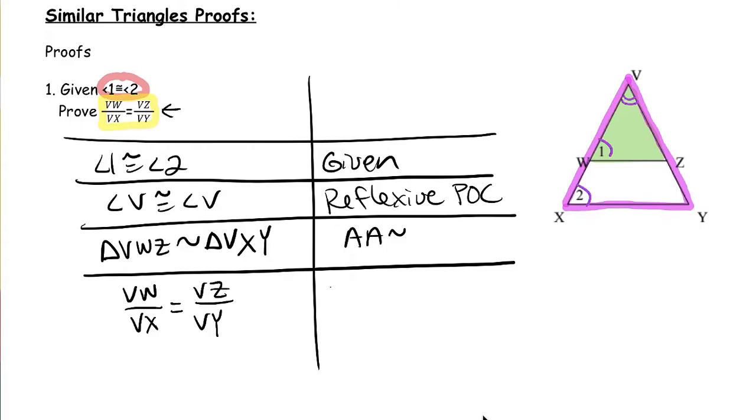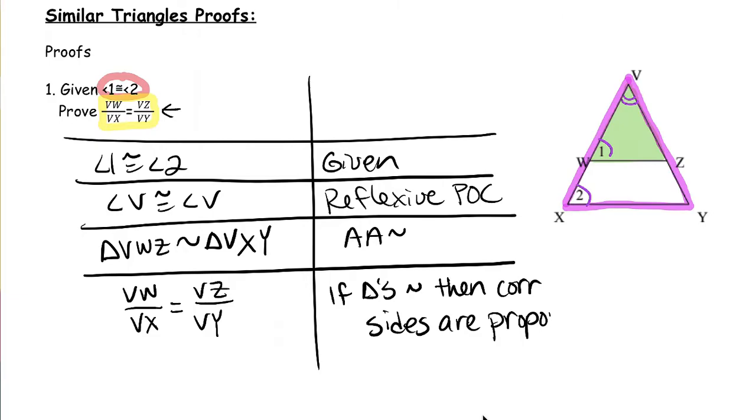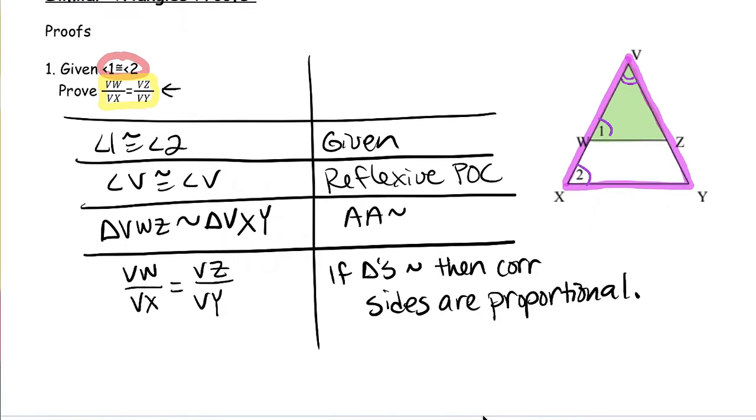And we can say if triangles similar, then corresponding sides are proportional. I know that's a long reason to have to write out, but there's really no short way to say that. Thankfully, the other reasons were short. So it's a pretty basic one.